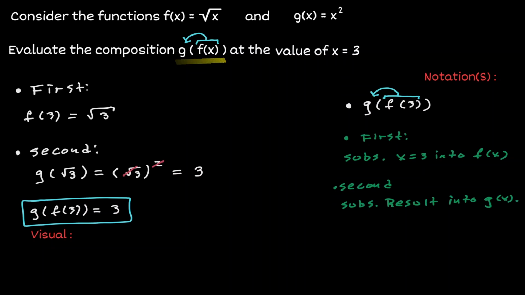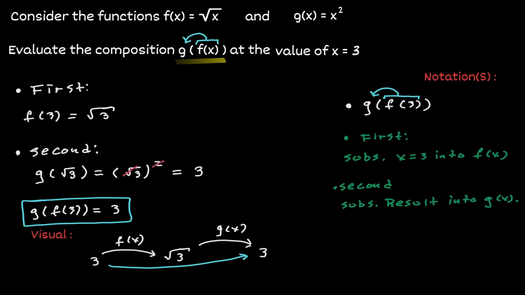If we want to visualize what happened here, we started with the x value of 3. And then we substituted into the function f, which is what was inside. When we performed the substitution, we obtained the value of square root of 3. And then we got this value, and we substituted inside the function g. And we did that, and we obtained the result of 3. And essentially what we have done is perform the composition of f inside of g, evaluated at 3.